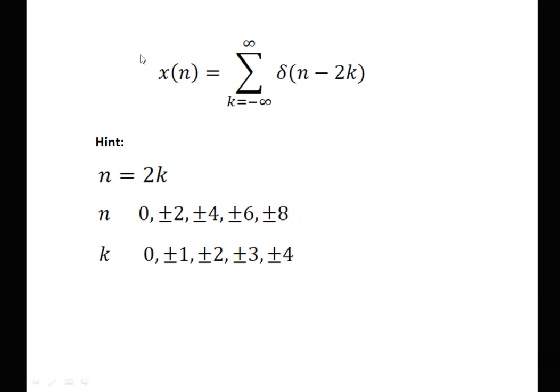This is the exercise for you. X of n is equal to the summation, k going from -infinity to infinity, of delta n minus 2k. I am giving a hint for this problem: n equal to 2k; when k has values like this, n is like this. Now try to solve this problem and obtain the signal x of n.